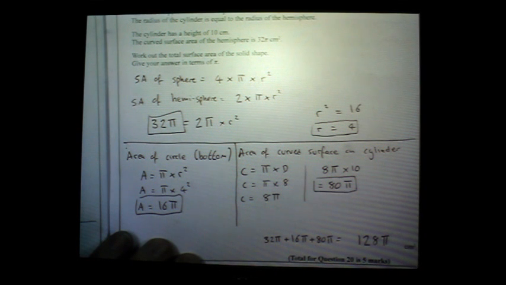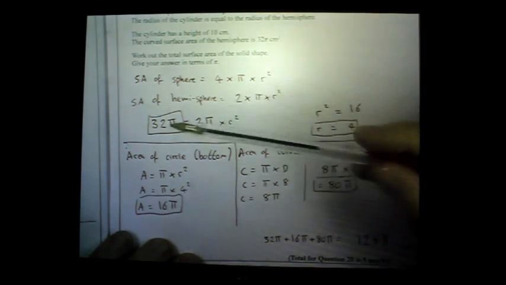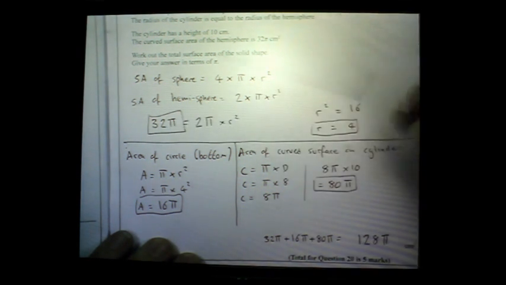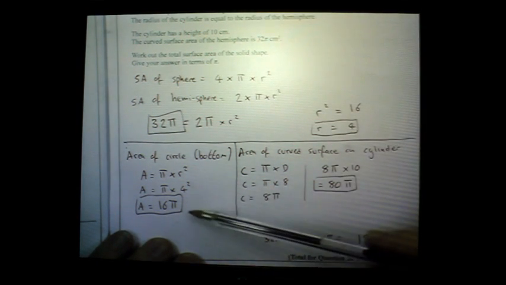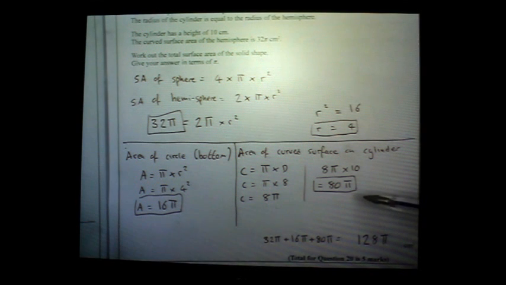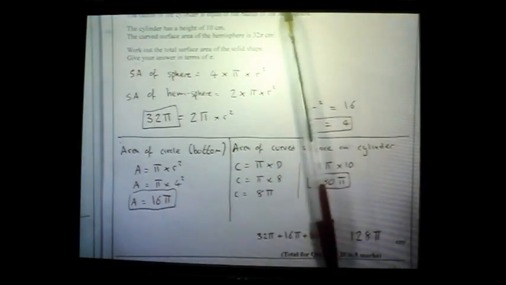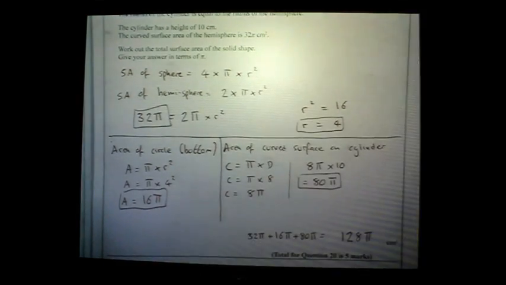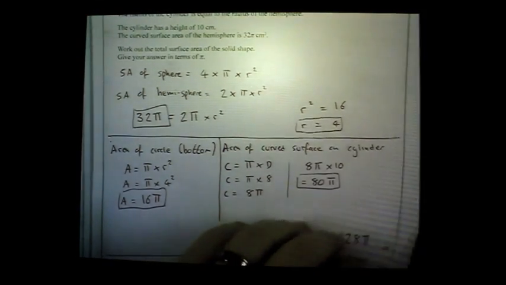So your final answer, the total surface area: the 32 pi is the area of the curved bit on top, the 16 pi is the area of the circle on the bottom, and the 80 pi is the curved surface area of the cylinder. Add them all up, you get 128 pi. Not an easy question, that one at all, so well done if you got that one. Next one, question 21.